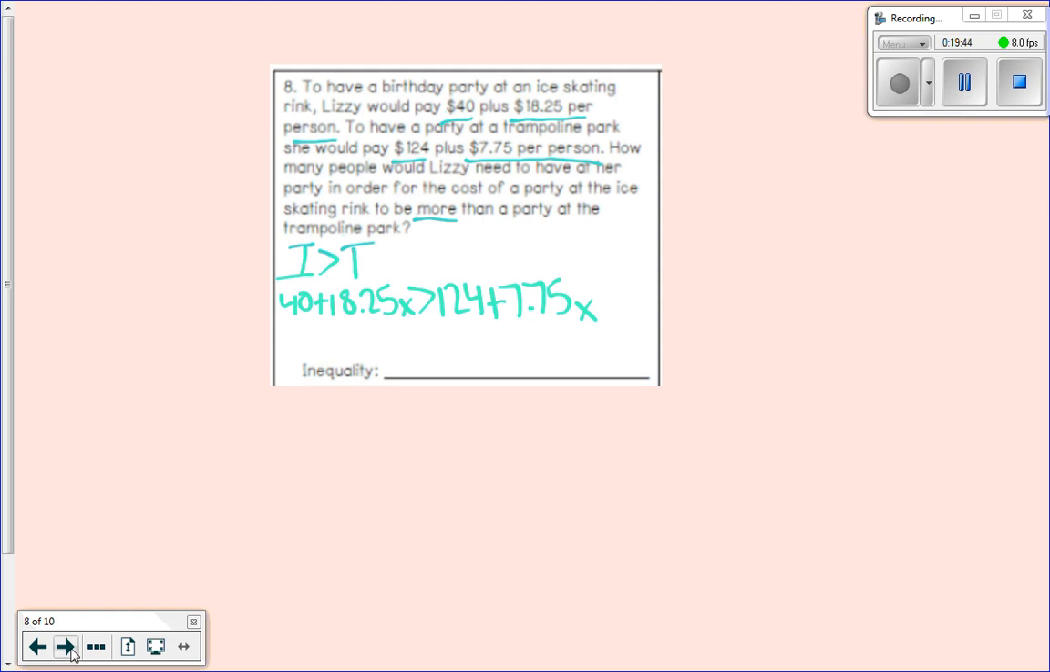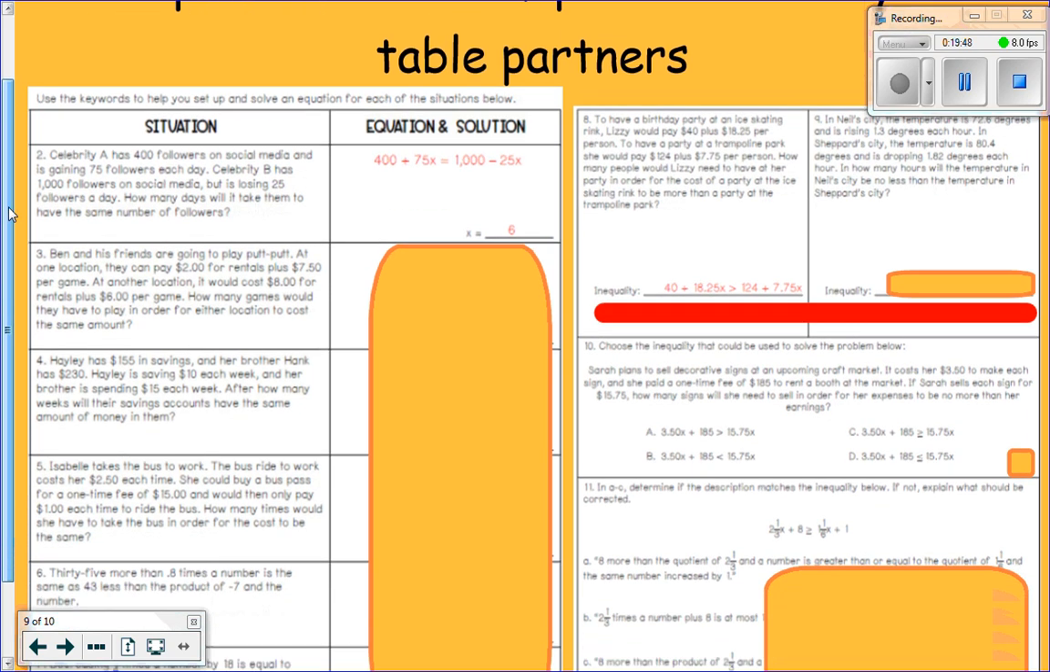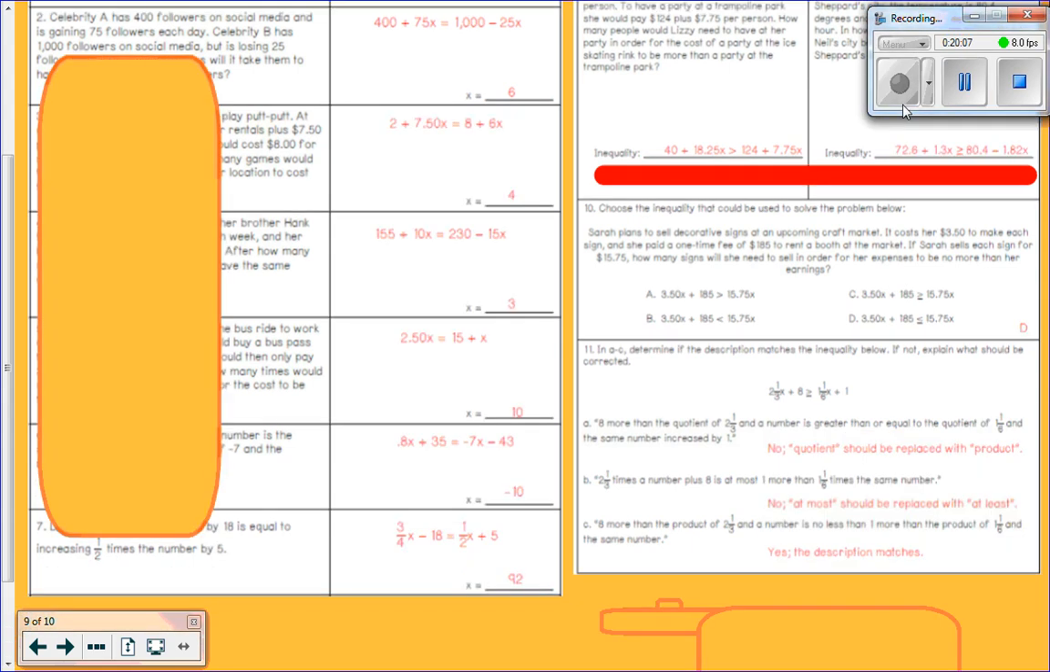Okay, so the rest of the problems in your packet, you have some on equations and then inequalities, and you can see we've already done some. With your table, I want you to complete one equation and then do an inequality. Then go back and write an equation, then do the next problem. Are we good? And then we'll check and see how you did. Last call for questions.